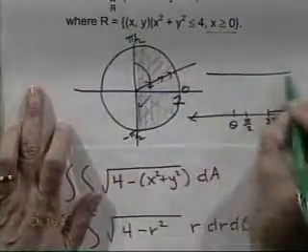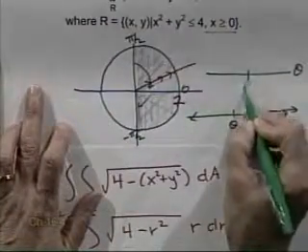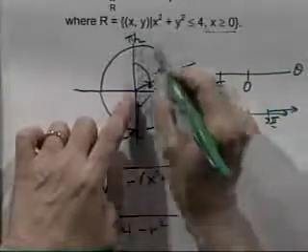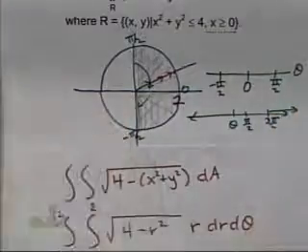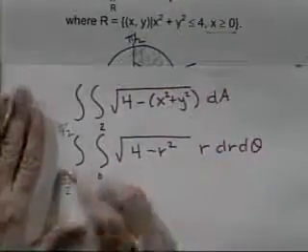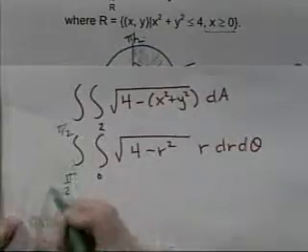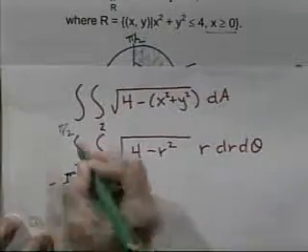Look at the number line. Think of this as if this is your theta number line. Here's 0. You're going to go minus pi over 2 to 0 to pi over 2. Yes, so this limit of integration right here is going to be minus pi over 2 to pi over 2.